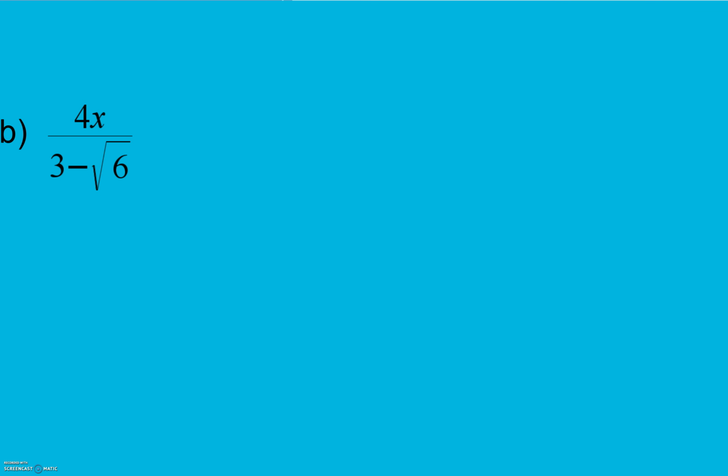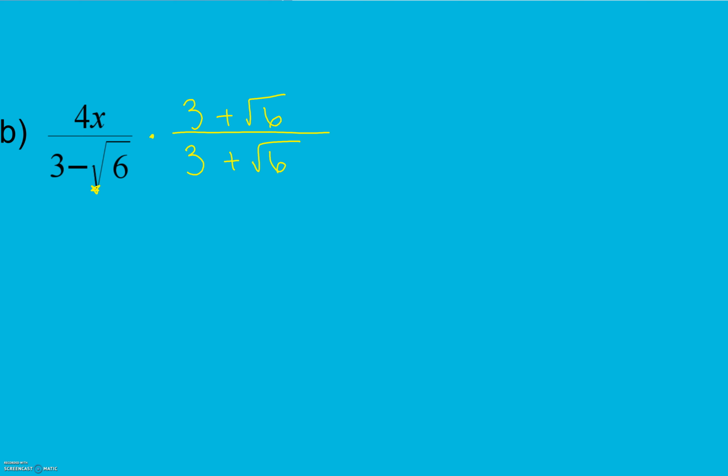Same idea here on B. Even though we don't have 2 radicals, we have 1, and I'm trying to get rid of this radical here. In order to do that, we're going to multiply by its complex conjugate. So 3 stays, and we take the opposite of our square root of 6. So instead of being a negative square root of 6, we want a positive square root of 6. Whatever we do to the denominator, we also have to do to the numerator.